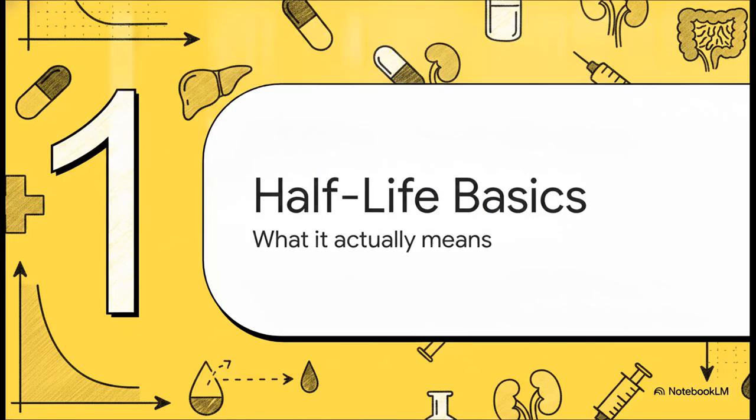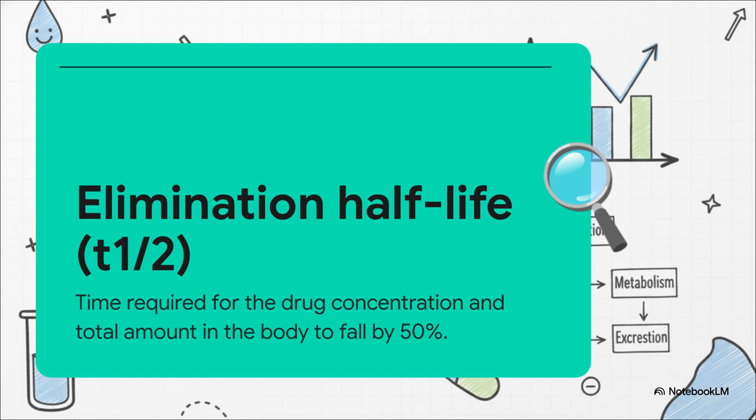All right, Section 1, Half-Life Basics. Let's talk about what this actually means in the body. So, the elimination half-life, or T1/2, is literally just the time it takes for the drug concentration and the total amount of drug in the body to drop by exactly 50%. For drugs that follow first-order kinetics, which, let's be real, is the vast majority of what you're going to see, a constant fraction is eliminated over a given time. This means the half-life stays exactly the same, no matter what your starting concentration is. If a level drops from 40 to 20 in 6 hours, you can bet it's going to drop from 20 to 10 in the next 6 hours.